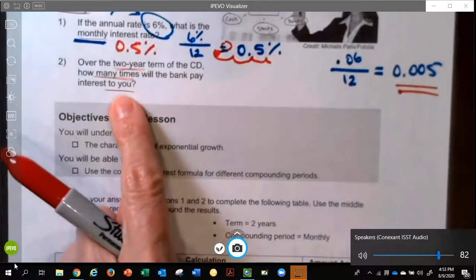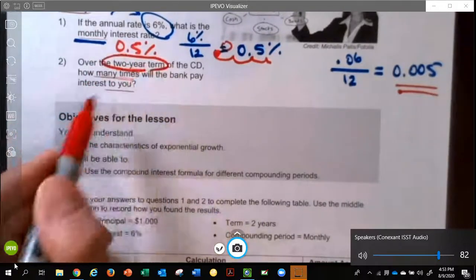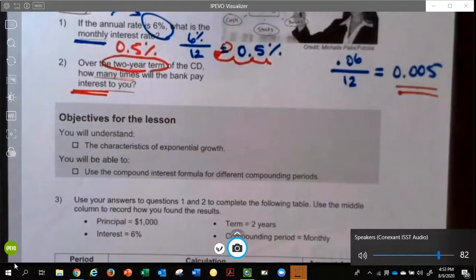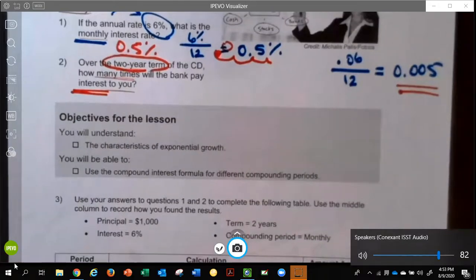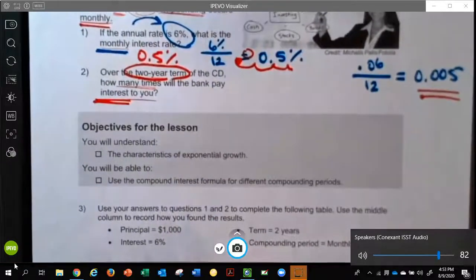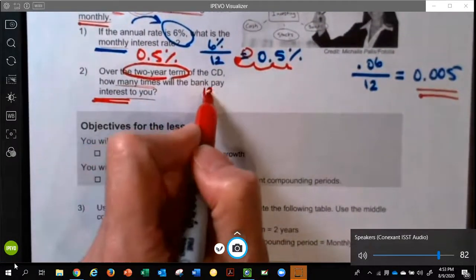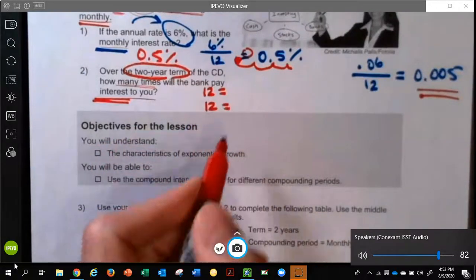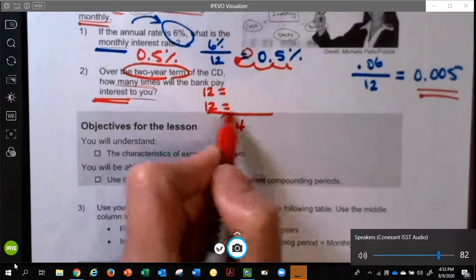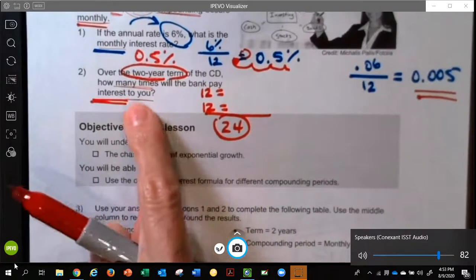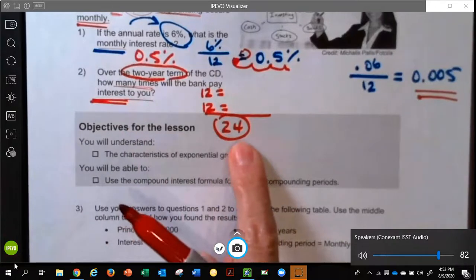So over the 2-year term, 2 years, how many times is the bank going to pay interest? And with compounding, they pay it every compounding period. And in this case, it's getting compounded monthly. So in the first year, they're going to pay you 12 times. The second year, they're going to pay you 12 times. So it says how many times will the bank pay interest to you. They're going to pay interest to you 24 times.